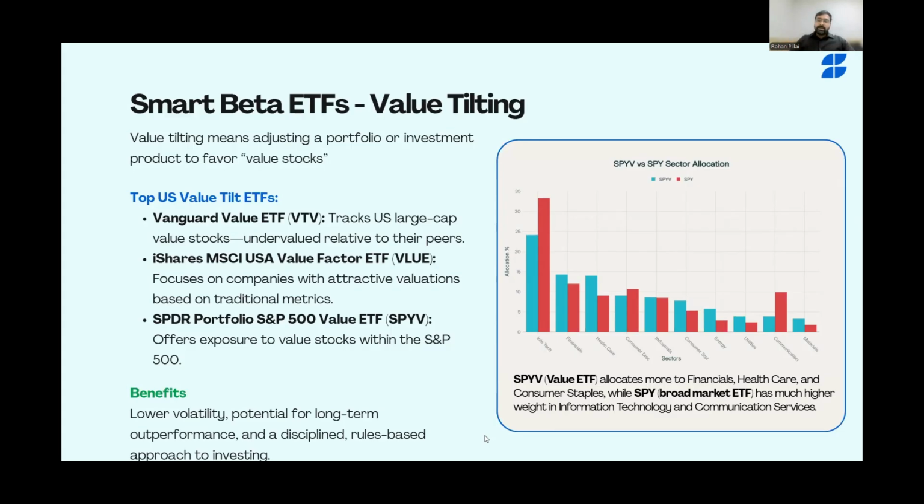It's because SPY outperformed SPYV, the value ETF, due to heavier weighting in the large cap technology and growth stocks that performed well during the past 5 years. But in the time where financials and healthcare and consumer staples were favored, in those years, the value ETF outperformed it.